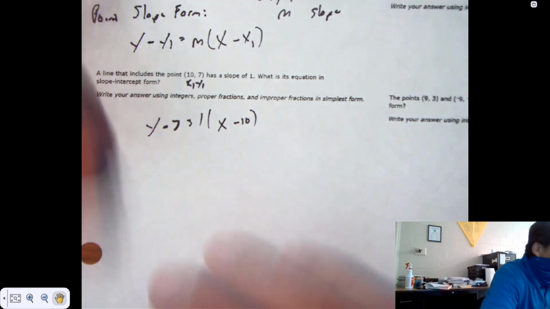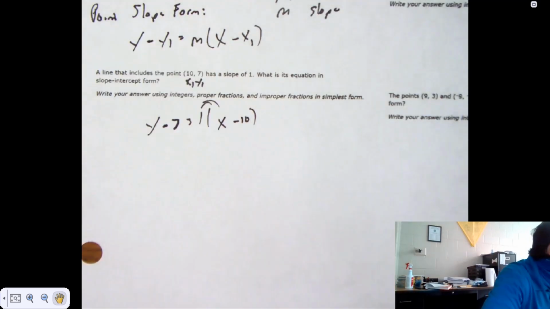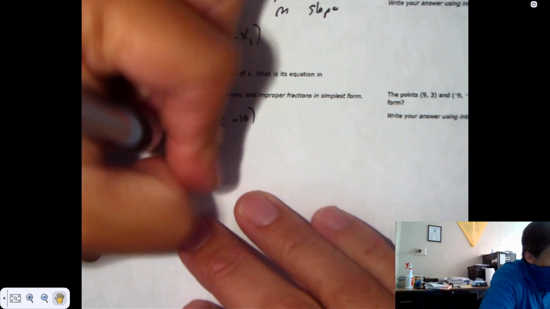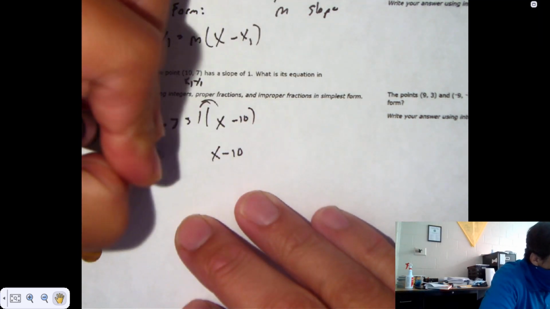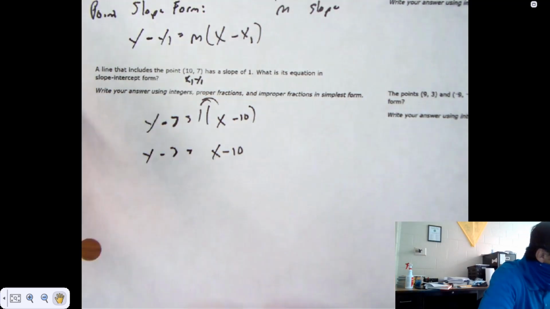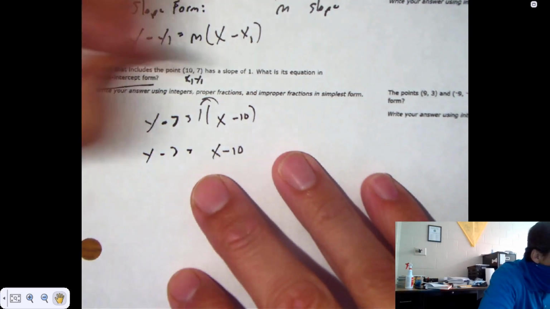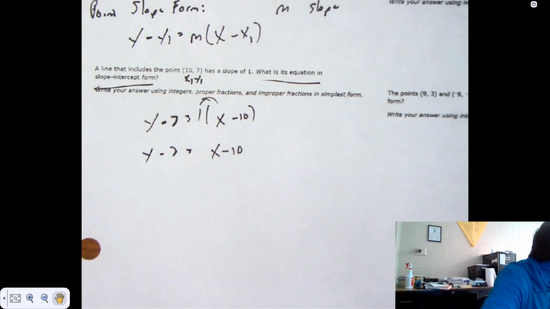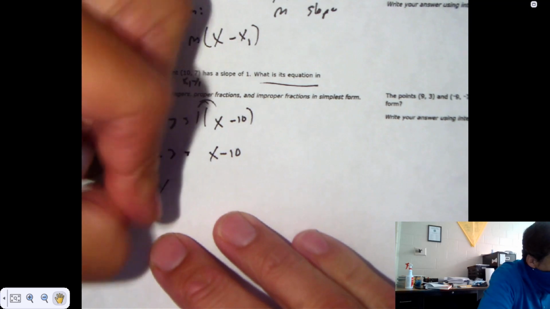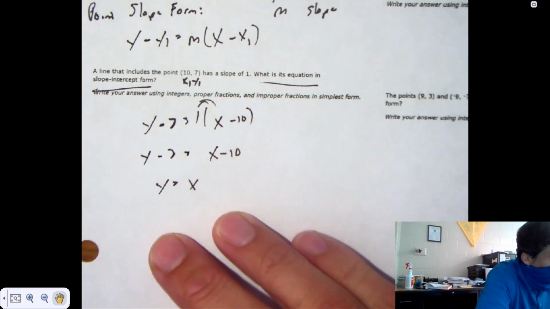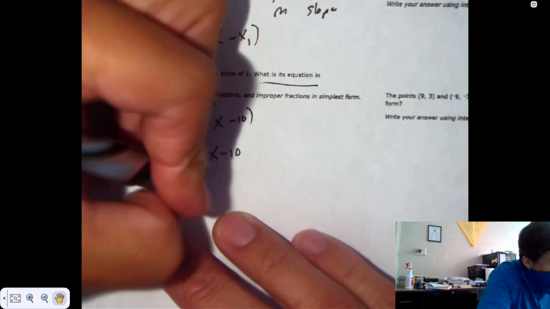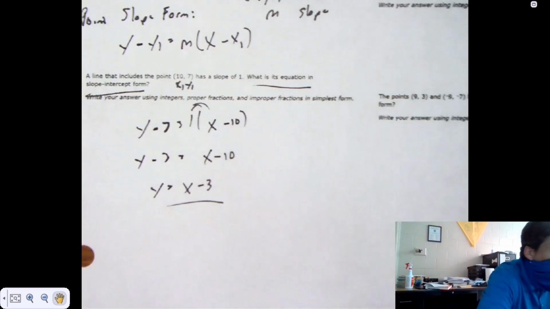Now, we're going to distribute the 1. What's 1 times x minus 10? X minus 10. So y minus 7 is x minus 10. They do want the answer in slope-intercept form. So what do we have to do? Add 7. We have to isolate y. Negative 10 plus 7 is negative 3. There's that.